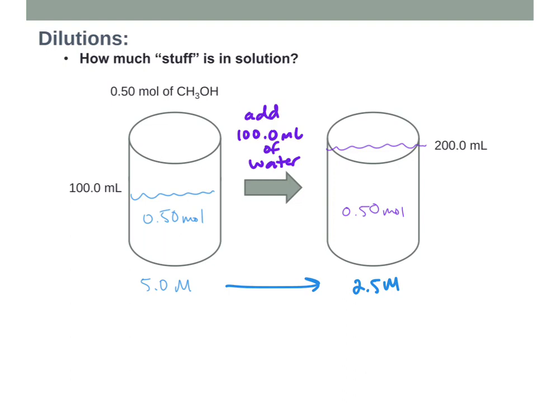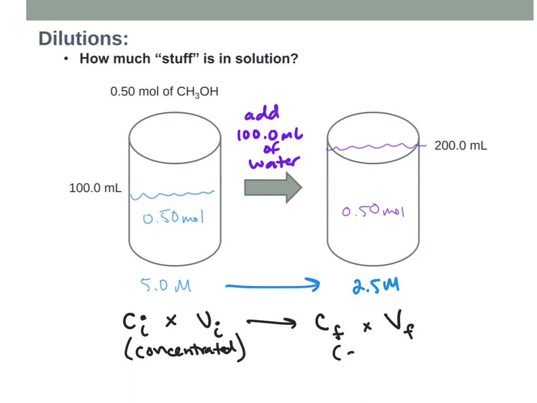But the idea of what you can do is you can just take your original concentration, and you multiply that by the original volume, where my little subscript i's are supposed to stand for initial. And then that's going to equal the concentration of your final stuff times the volume of your final stuff. So you're going from your more concentrated stuff to your more dilute stuff.